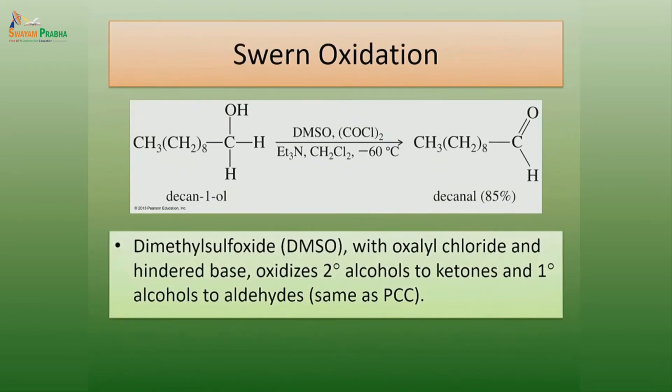Swern oxidation is a combination of DMSO and oxalyl chloride, which is a very mild oxidizing agent. If you look at the temperature, the reaction is run at minus 60 degrees centigrade. So that means it is a very, very mild oxidizing agent.